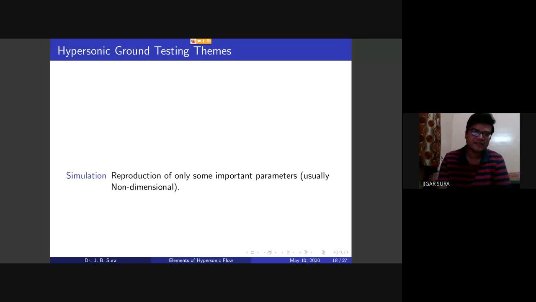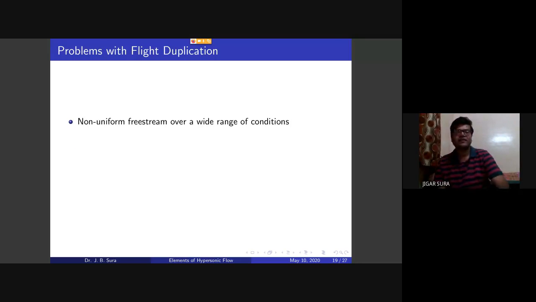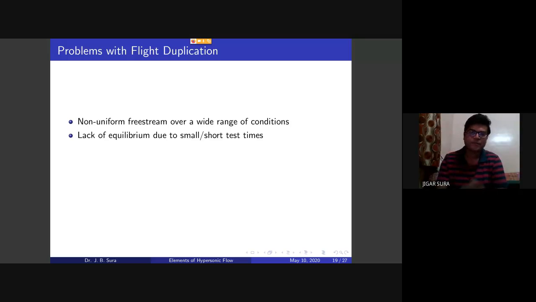Duplication, replication, and simulation. So as I said, duplication problems are the non-uniform free stream over a wide range of conditions. You say you want to simulate the flight, starting from takeoff to reaching a cruise altitude of 50 kilometers, in the wind tunnel. Not possible. You cannot control everything there.